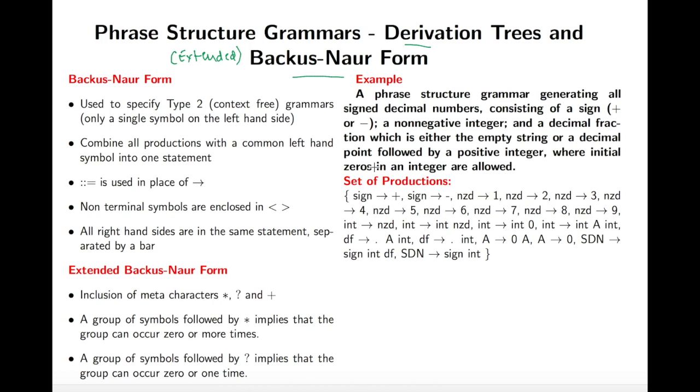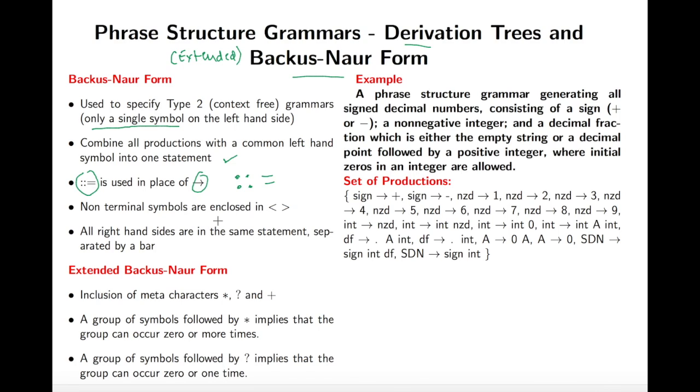So what are the rules which govern the Backus-Naur form? First of all, it is used to specify type 2 or context-free grammars, which are specified by the fact that we can only have a single symbol on the left hand side of each production. Then we combine all productions with a common left hand symbol into one statement. And the arrow symbol is replaced by a double colon followed by an equal sign.